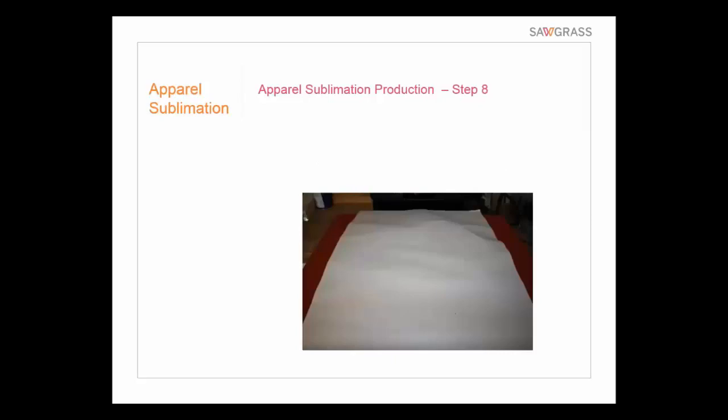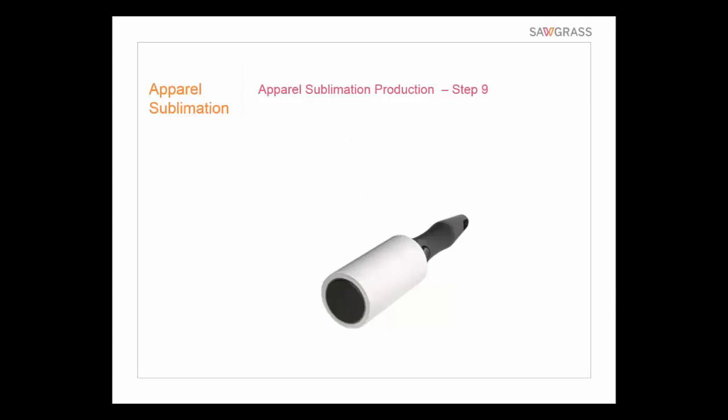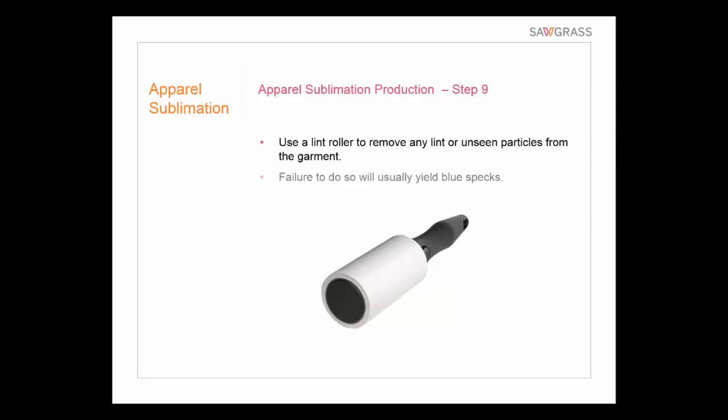Okay, remember that piece of foam that we laid on the bottom platen? Typically on top of that, we put a sheet of Teflon, which actually comes with the kit. So you put the Teflon over the foam. You also want to get a lint roller and roll it over any area on the shirt before we put the shirt on the heat press. We want to pick up any lint or unseen particles. Failure to do so, you might get what we call the dreaded blue specks. So just roll over the surface. Anything that will be under the heat press should be rolled with the lint roller.